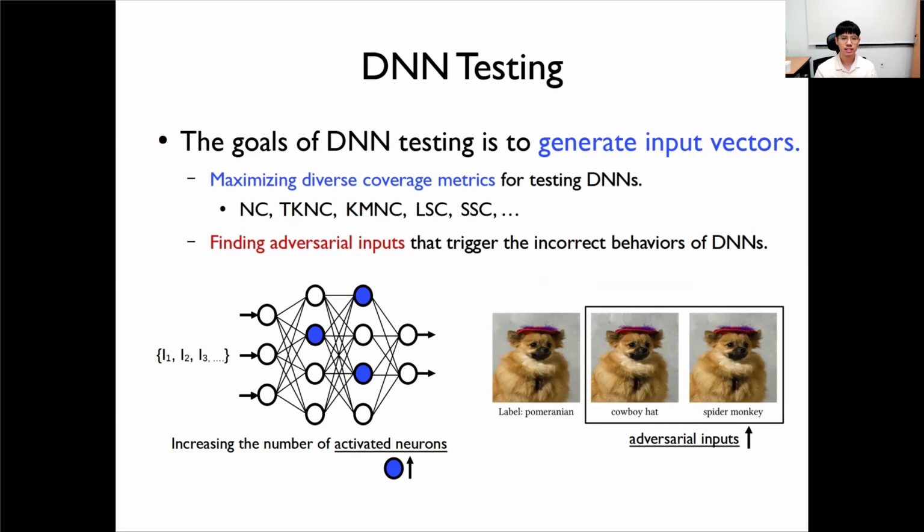Okay, so let's sum up the goal of DNN testing. The goal of DNN testing is to generate inputs that are likely to increase diverse metrics for testing DNNs and find some adversarial inputs that trigger the incorrect behaviors of the DNNs.